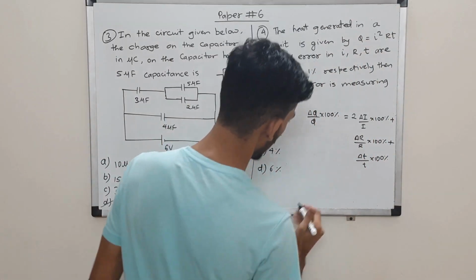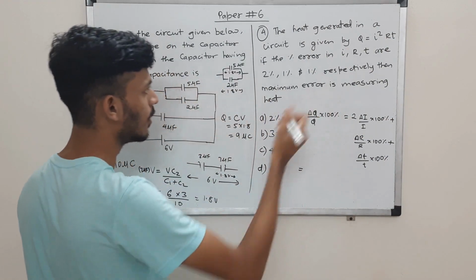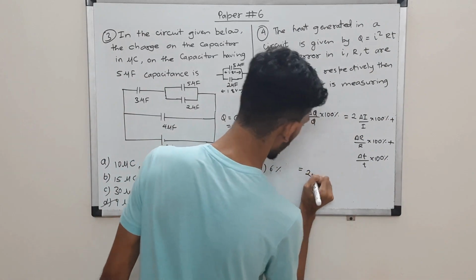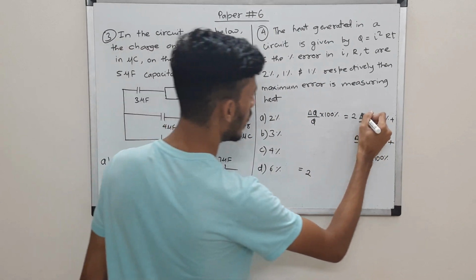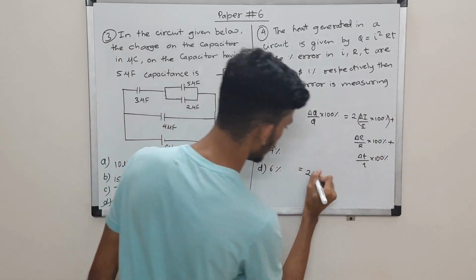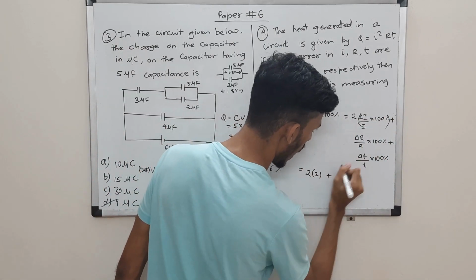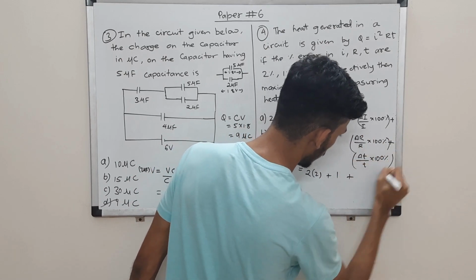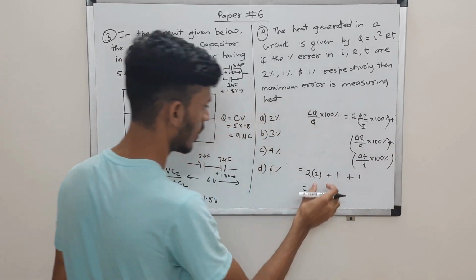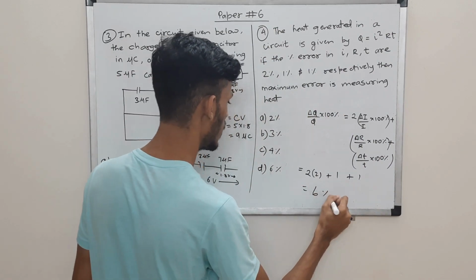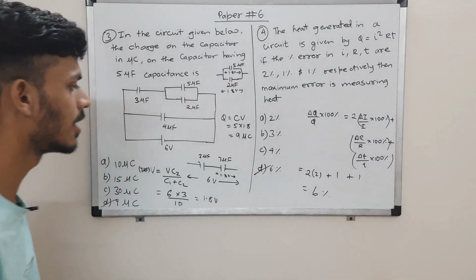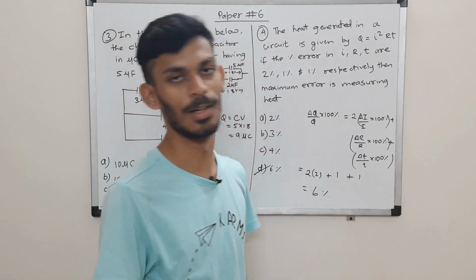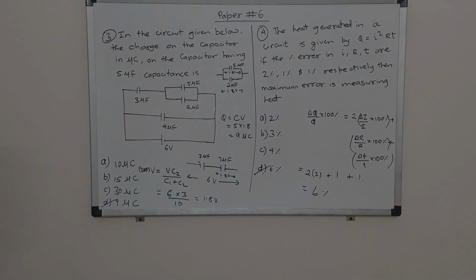So the percentage error in Q, in heat, you are supposed to tell, it will be 2 into the percentage error in your current, which is 2%, 2 into 2, 4. Then we have here 1% error, here also in time the percent is 1%. 4, 5, 6. So 6%. So option D, 6%, is the correct choice over here. Over to the next question.